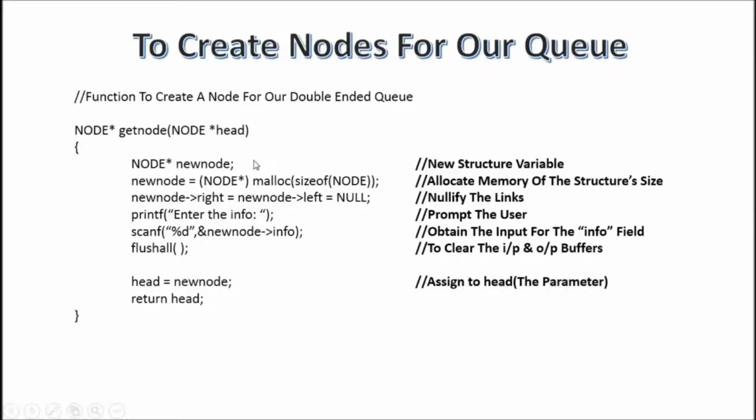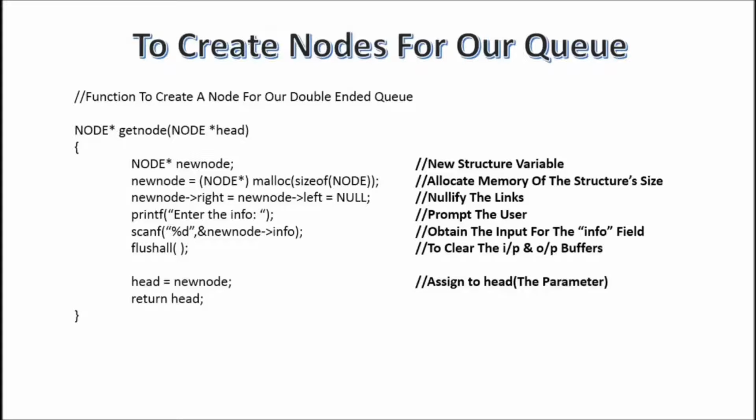The first line in the function is NODE *newnode. We declare a new structure pointer variable. Then we say newnode is equal to (NODE *) malloc(sizeof(NODE)). After we declare a new structure pointer variable, we allocate memory for that variable. So we typecast the void pointer returned by the malloc function to node pointer, and then we say sizeof node inside malloc.